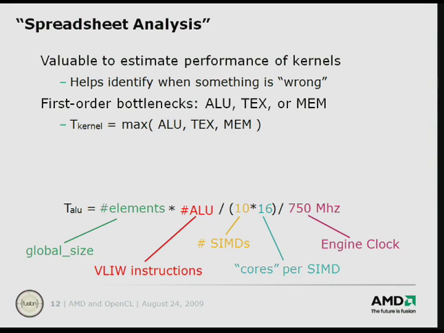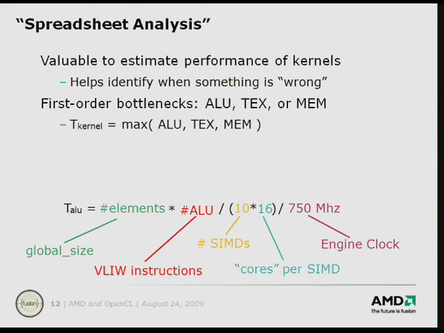And if you want to calculate what the ALU rate is on this thing, or how many ALU operations you have to do, it's the number of elements, so your global size in OpenCL speak, the number of ALU instructions, and by this we mean VLIW instructions. If you get perfect packing, you can divide your scalar ops by 5 on our chip. You will not always get perfect packing. Then the number of SIMDs, the cores per SIMD, and the engine clock.